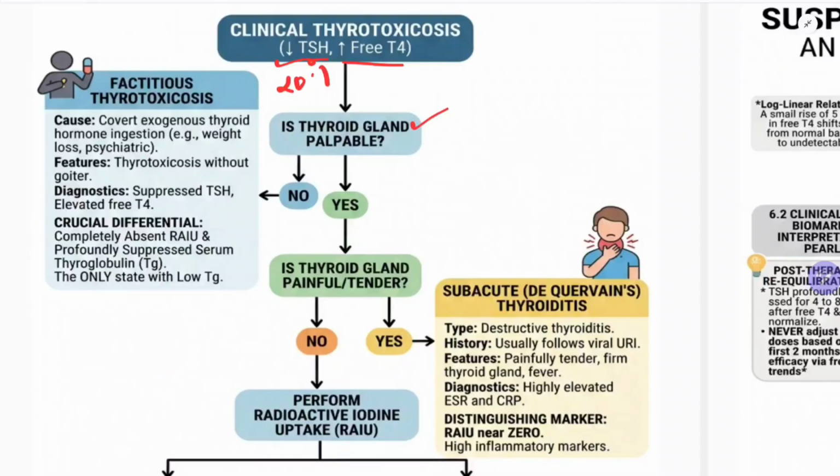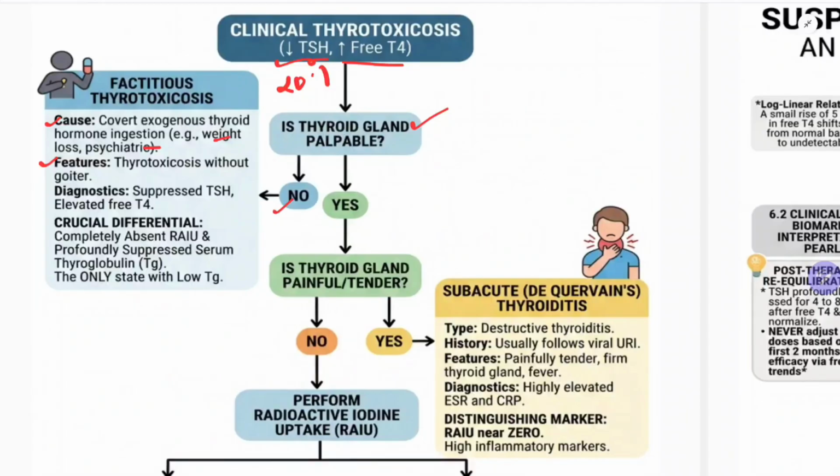Now if it is not palpable, then most probably the diagnosis is factitious thyrotoxicosis. Now what is factitious thyrotoxicosis? The cause is exogenous thyroid hormone ingestion, mainly for weight loss and psychiatric purposes. Features of this is thyrotoxicosis without goiter. There will be no thyroid gland enlargement.